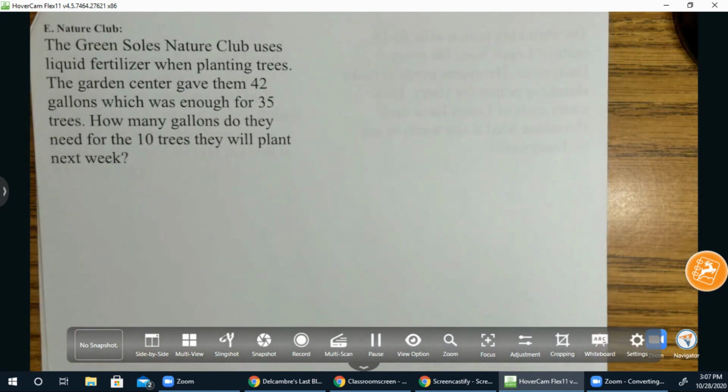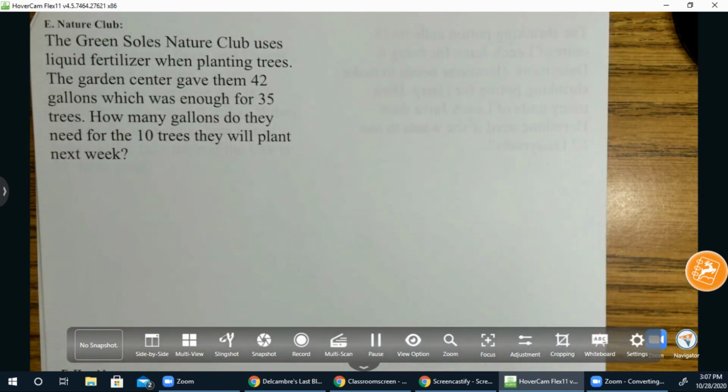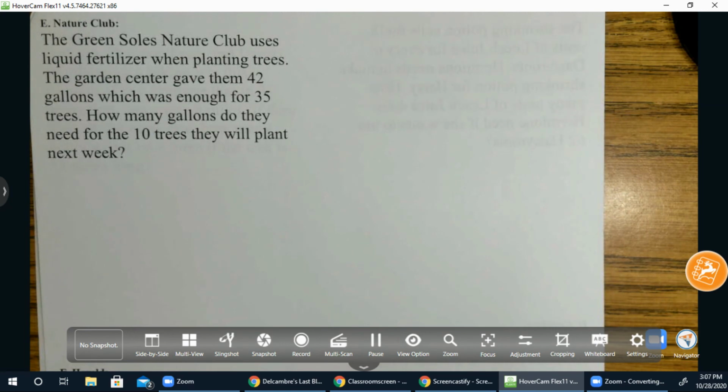Let's look at E. So the Green Souls Nature Club uses liquid fertilizer when planting trees. The garden center gave them 42 gallons, which was enough for 35 trees. How many gallons do they need for the 10 trees they will plant next week?